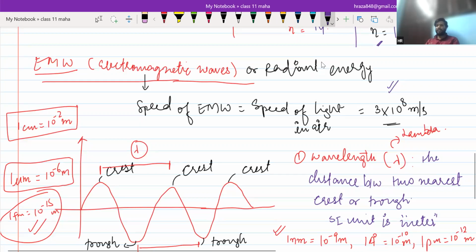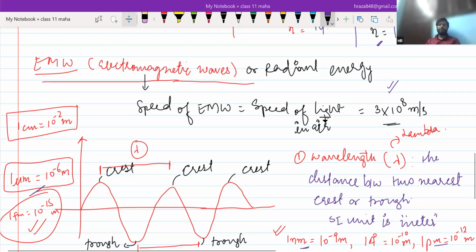So what I was saying is it's about wavelength. The distance between two nearest crests or troughs is called wavelength, and the questions on wavelength will be in terms of nanometer, angstrom, picometer, micrometer. So we need to learn how to convert these. I just wrote all this: 1 nanometer is equal to 10 raised to the power minus 9 meter, and likewise for angstrom, picometer and micrometer. Please write it down.